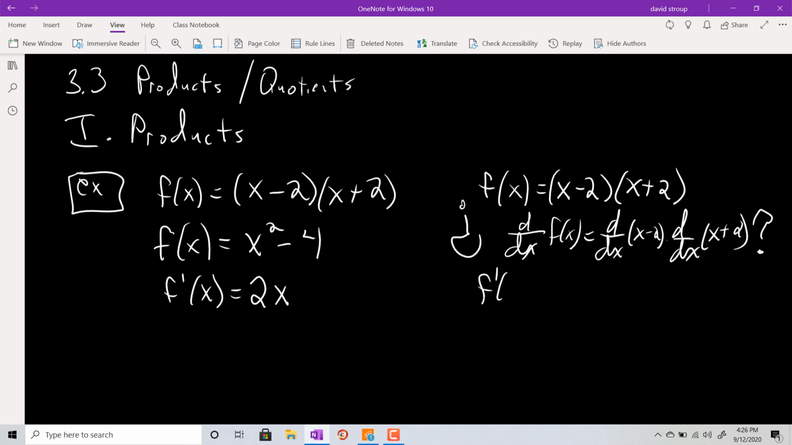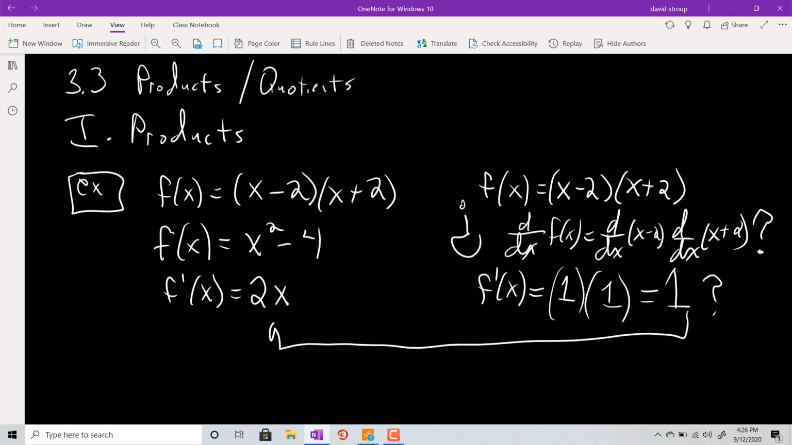So here we go. f prime of x, take the derivative of the first one, the derivative of x minus 2. The derivative of x is 1. The derivative of minus 2 is 0. So the derivative of x minus 2 is 1. And then the derivative of x plus 2, what is that? So the derivative of x is 1. The derivative of 2 is 0. So what do we have for our potential derivative? 1? No, right? That didn't work.